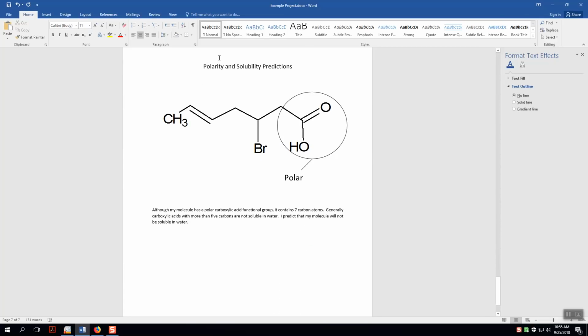Then finally, the polarity and solubility predictions. So I labeled the polar part of my molecule. The rest is assumed to be, of course, nonpolar. And then I made some kind of prediction of what's going on.